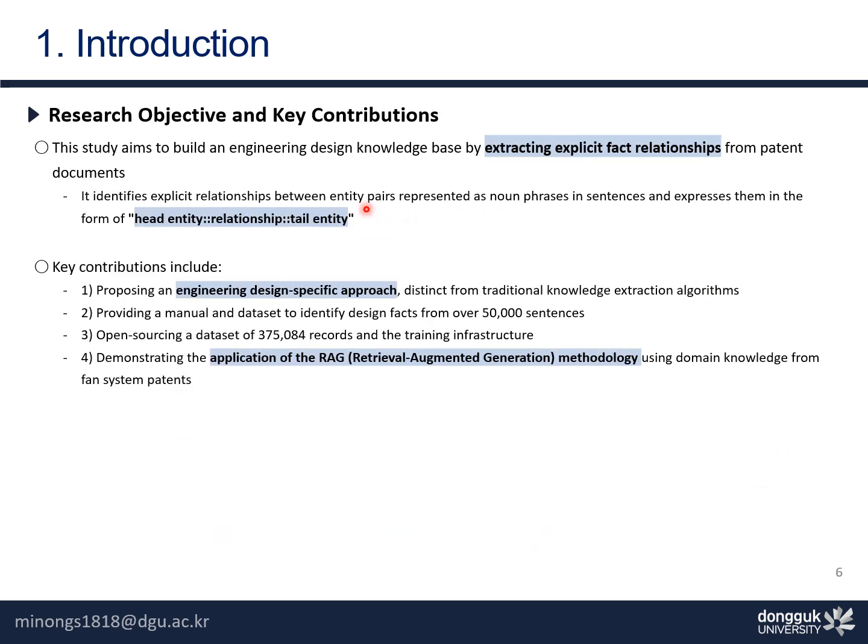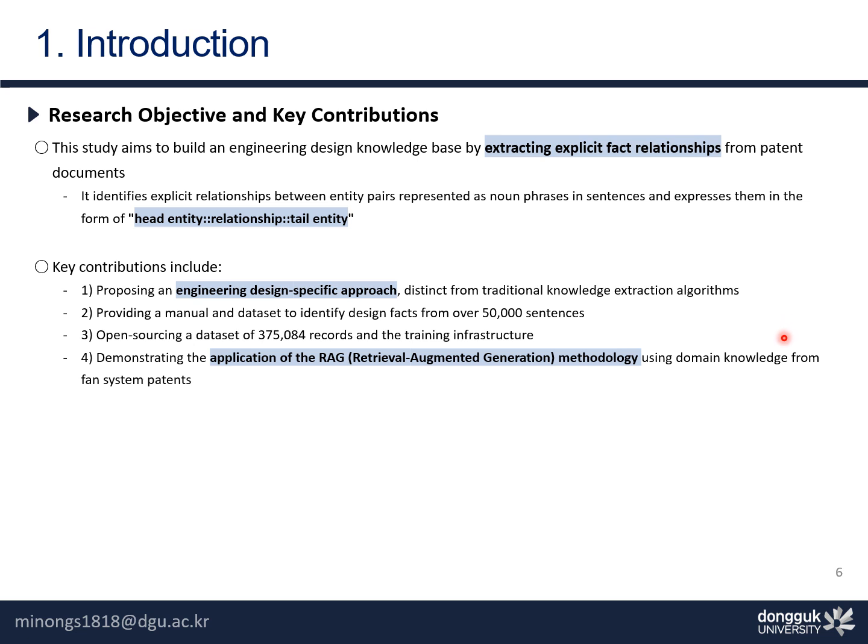Now, I'd like to explain the main objectives and contributions of the paper. The study aimed to extract explicit fact relationships from patent documents related to artifact technology and build an engineering design knowledge base. The goal was to identify explicit relationships between entity pairs, which are represented in the format head entity, relationship, tail entity.